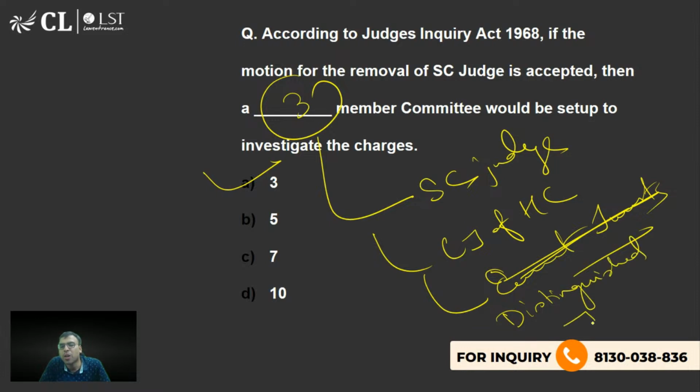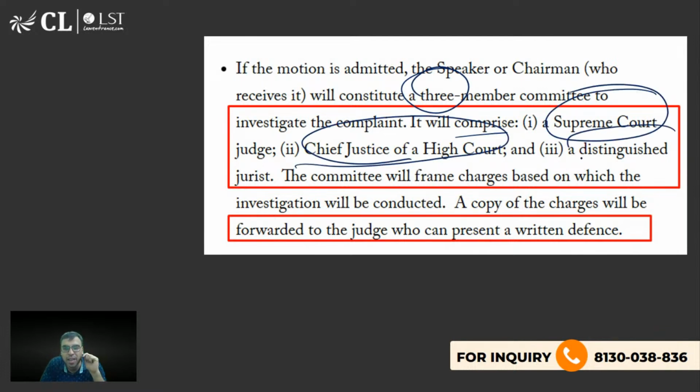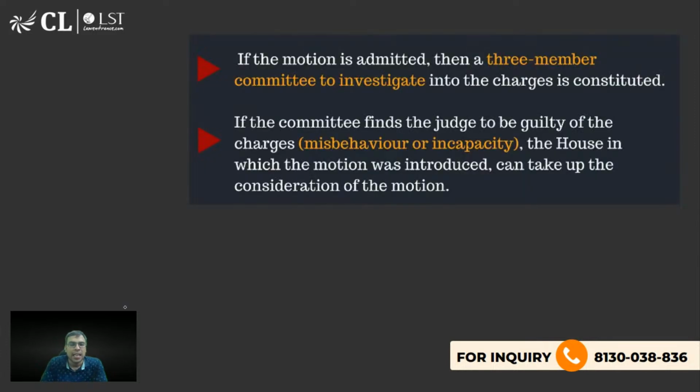Distinguished jurist मतलब कोई भी lawyer or a judge हो सकता है, who has a detailed knowledge and all. ठीक है. So 3-member committee है ना. Once the removal process is accepted, a 3-member committee is set up, and those 3 members comprise a sitting Supreme Court judge, a sitting Chief Justice of a High Court, and a distinguished jurist. Distinguished jurist मतलब कोई बहुत talented, knowledgeable lawyer or a judge or the person who has knowledge. ठीक है. That is what you should know.